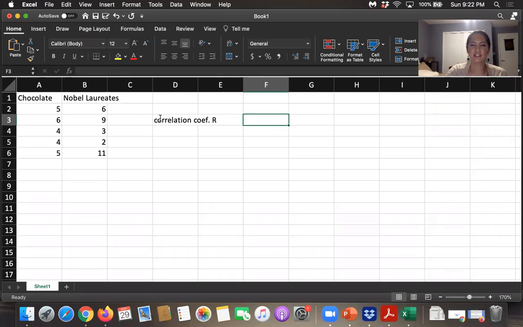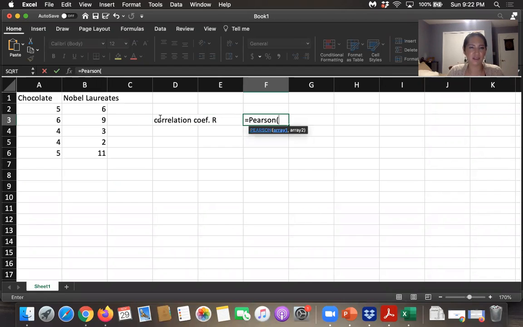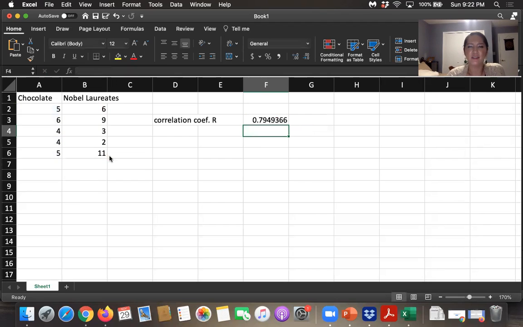To compute the correlation coefficient R, I type equals, and then I type Pearson, and that's the name of the person who developed this Pearson correlation coefficient. And this is asking for 2 values, 2 arrays as arguments. The first array is your set of X values. So we would select all the values for the chocolates and then type a comma, and then you want a second array for the set of Y values. Then close parentheses, and then you get that there.